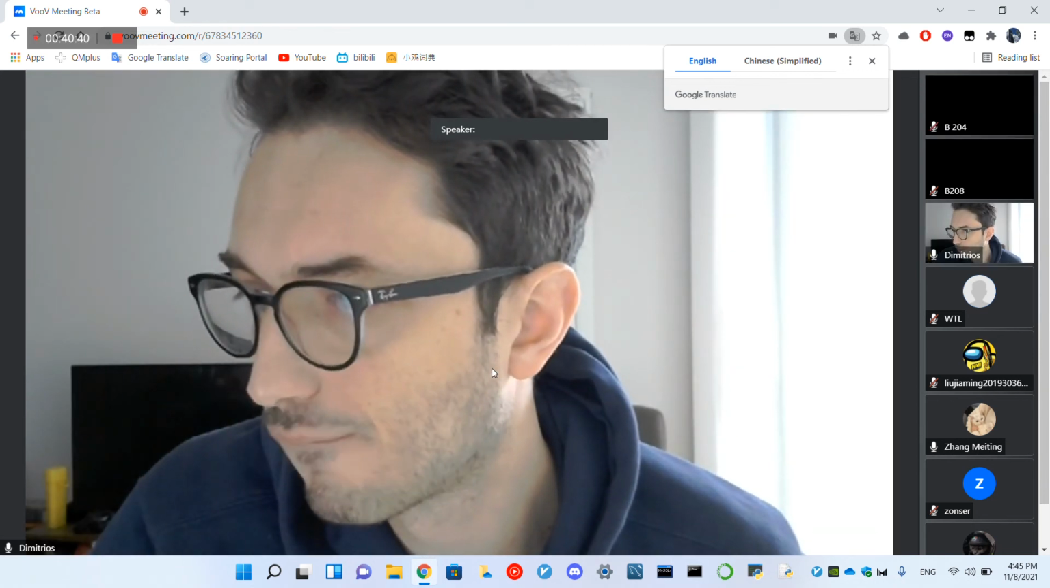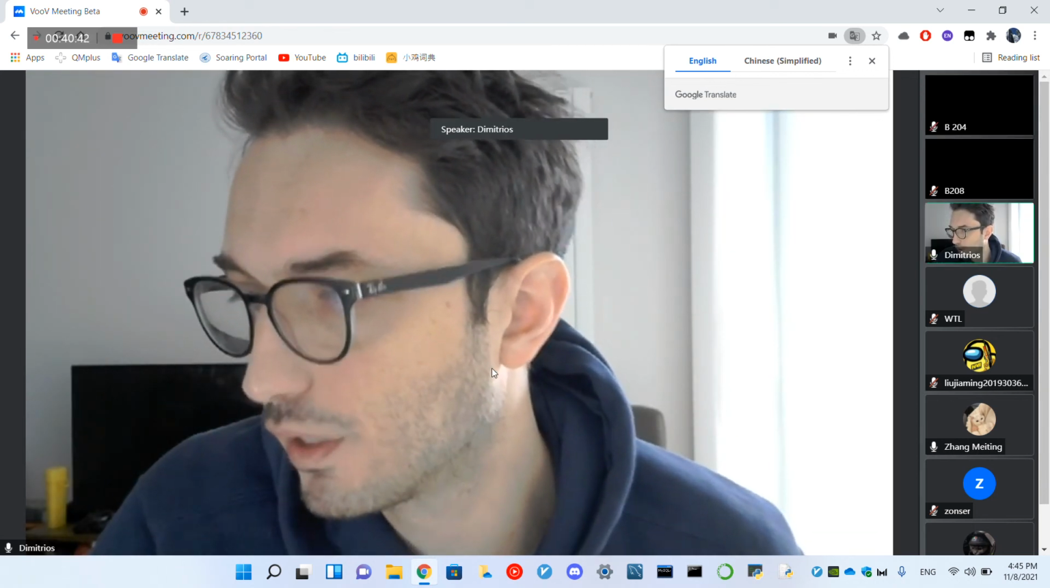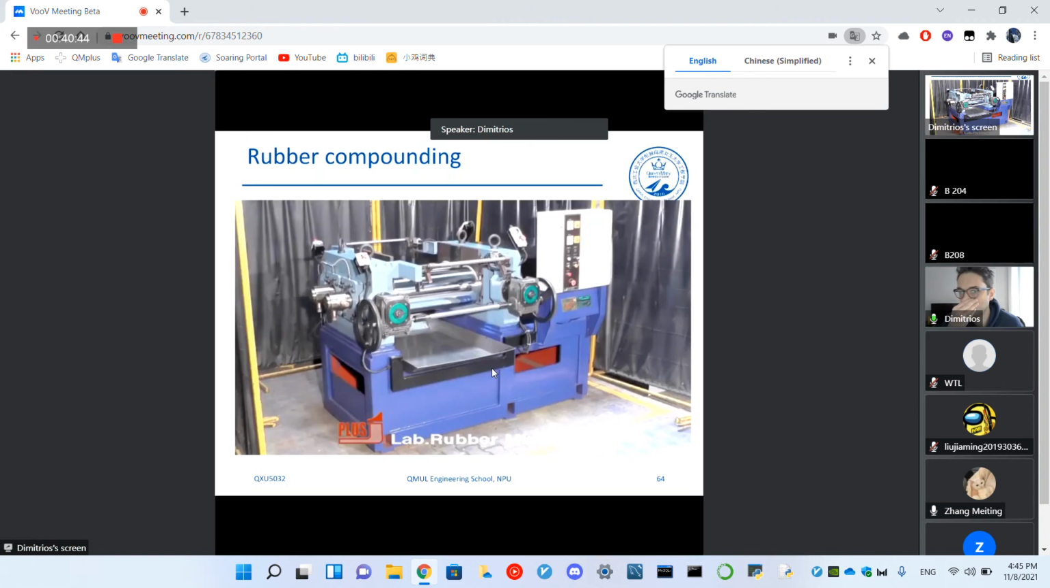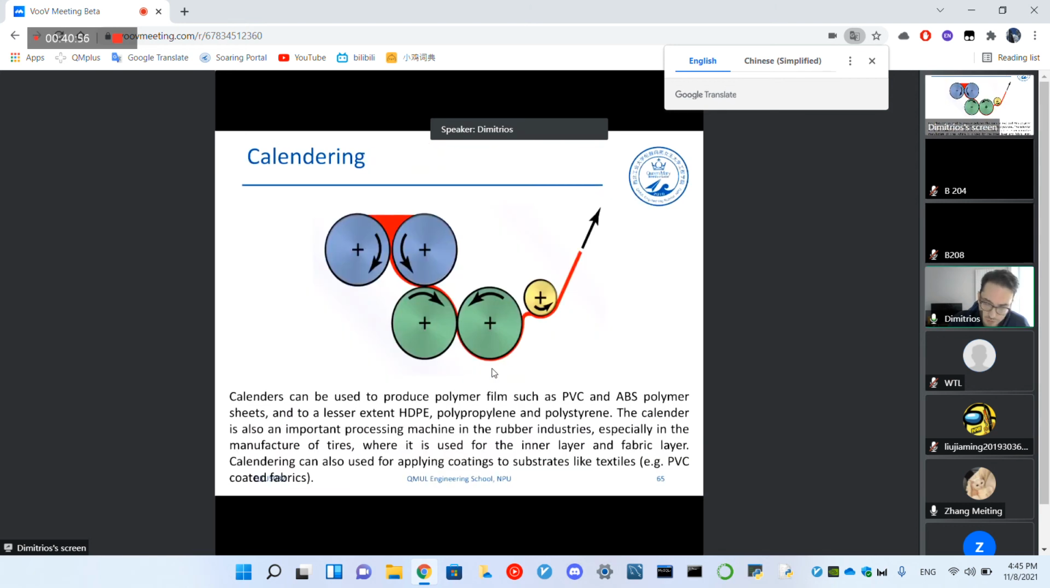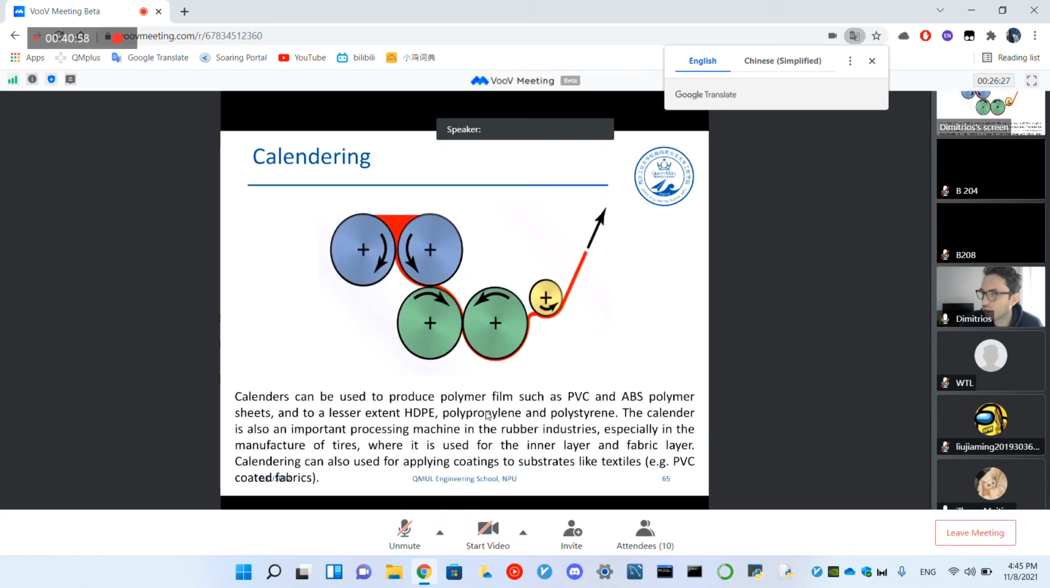Okay, so that's how we process rubber materials in order to fabricate continuous rubber sheets, which we then stamp with knives and so on, or we cure them afterwards. Let's take a 10-minute break now, and we will continue in 10 minutes with a couple more polymer processing techniques.